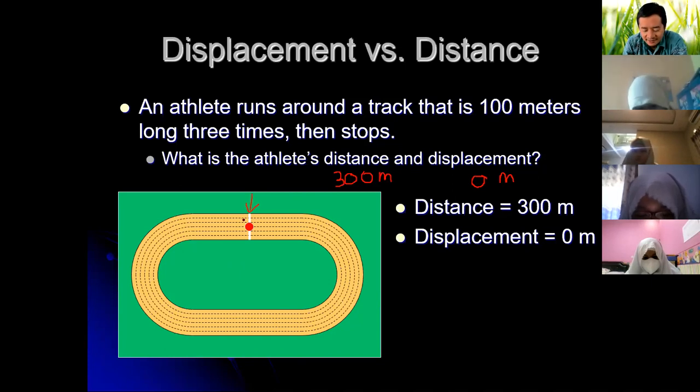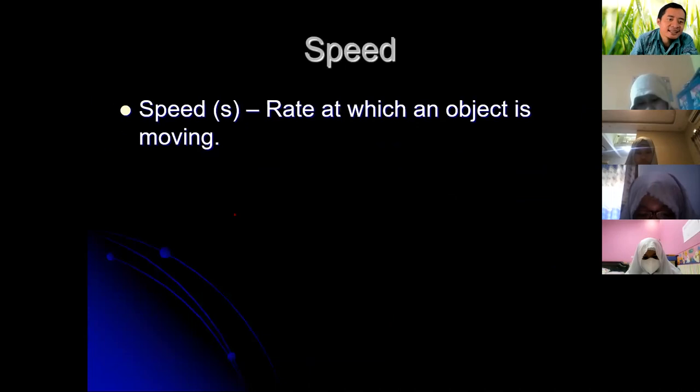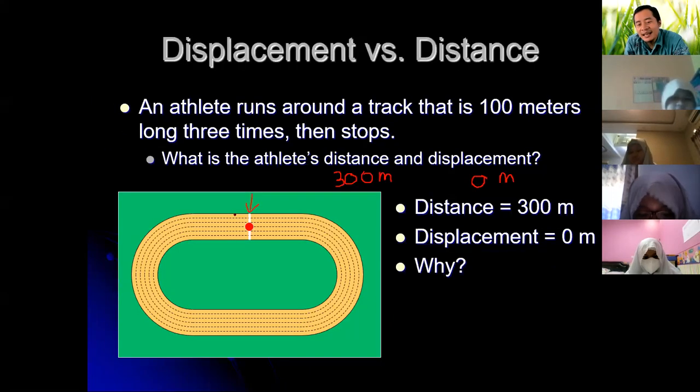Thank you, Mbak Sarah Diana. Why? Nah, ini sudah ya. Why, tadi sudah, I have explained why the displacement is 0, because the final position and the initial position are at the same position. Okay, now speed.